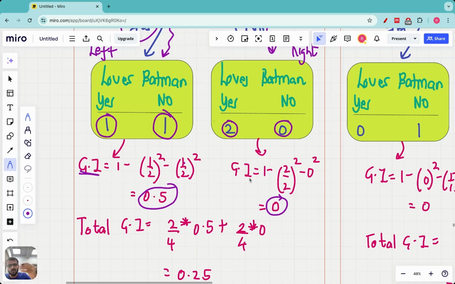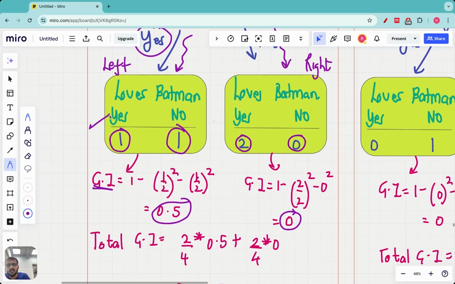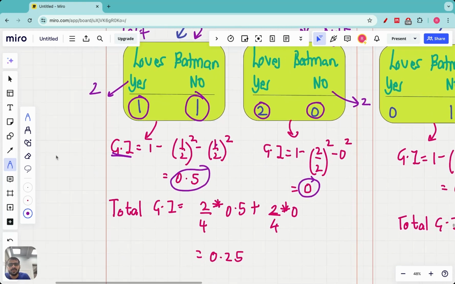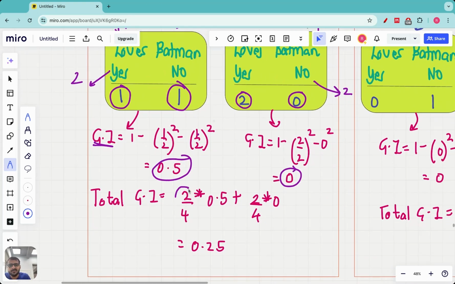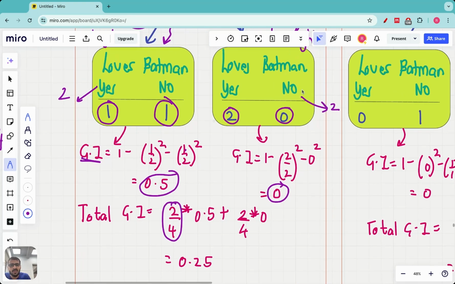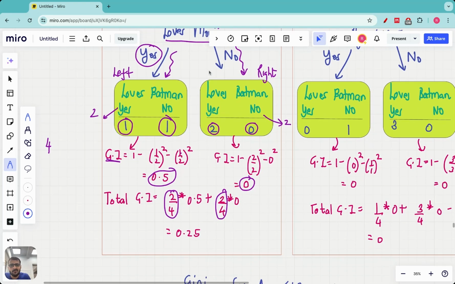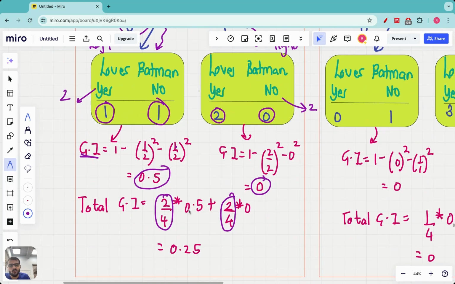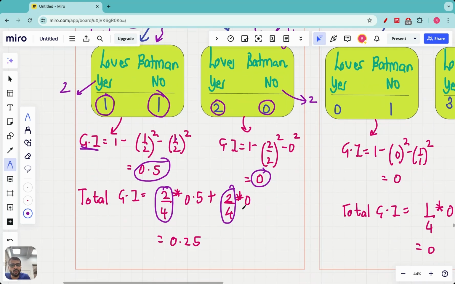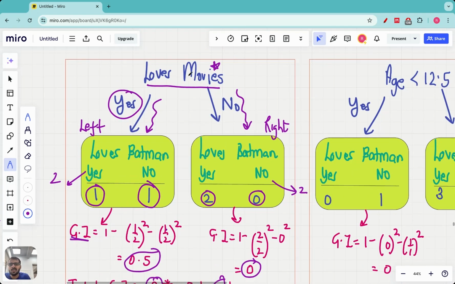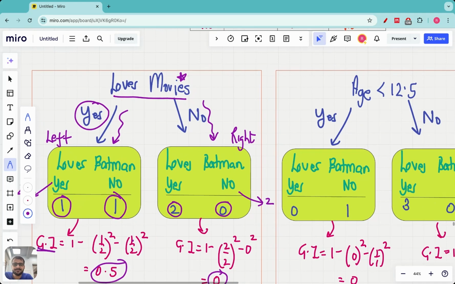Right? And then we need to find the weighted Gini impurity. So there are two people on the left side and there are two people on the right. So the total number is 4. So the Gini impurity score on the left side will be multiplied with 2 by 4 and the Gini impurity score on the right side will be multiplied by 2 by 4. So the final Gini impurity of the loves movies question will be 2 by 4 into 0.5 plus 2 by 4 into 0. That will be 0.25. So this is the Gini impurity for the loves movies question.